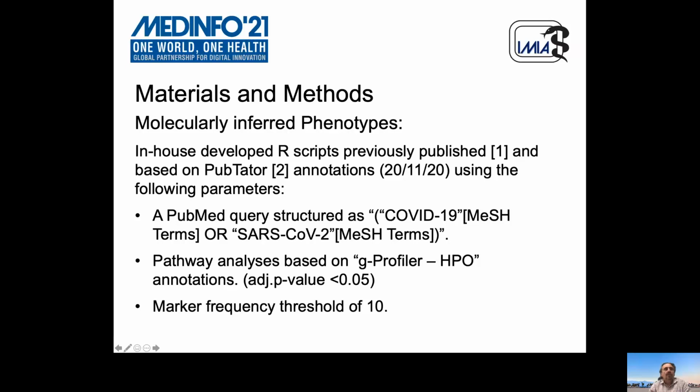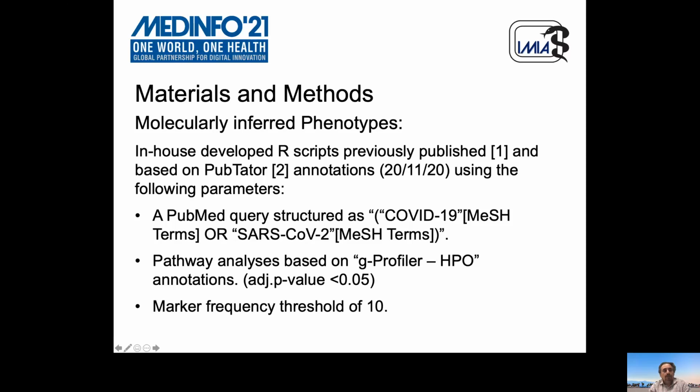Secondly, we proceed with a definition of a dataset based on molecularly inferred phenotypes. For this purpose, we use a series of in-house developed R scripts that have been previously published, and we use the annotations contained in PubData, in the version that was available for the 20th of November of 2020. And we use the following parameters. We use a slightly modified PubMed query that was looking for COVID-19 as a MeSH term or SARS-CoV-2 as a MeSH term.